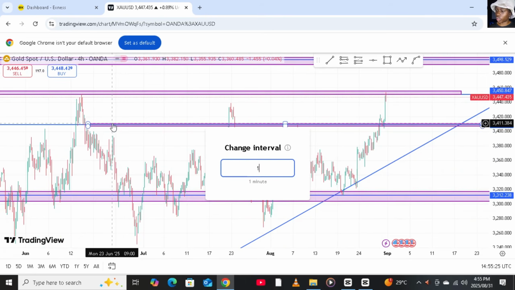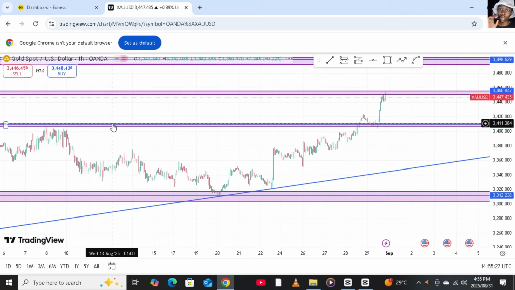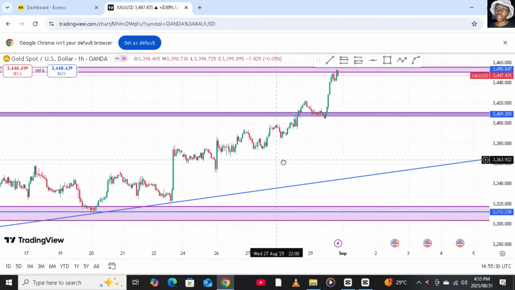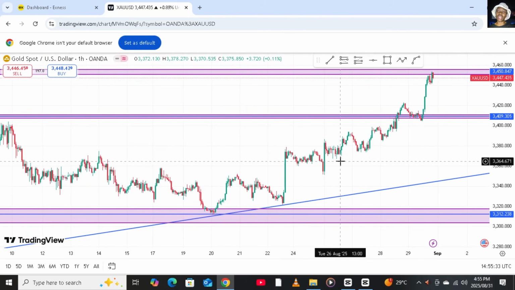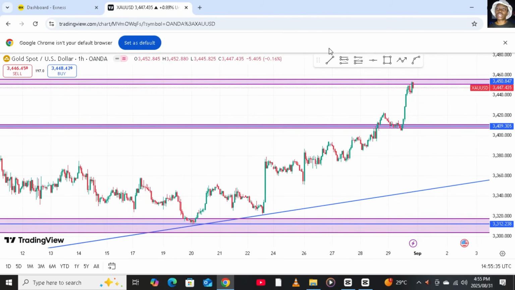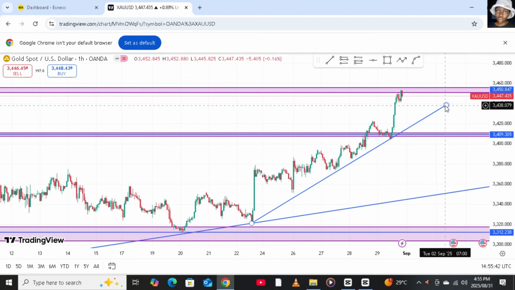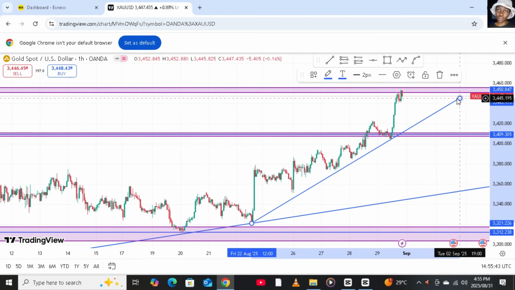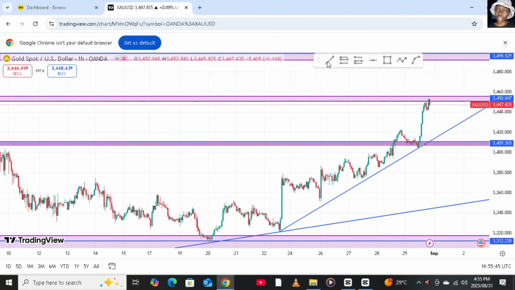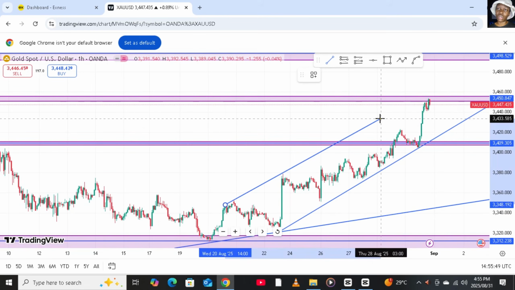So let's move into a 1-hour time frame so that we can see what we are dealing with. Now, guys, we can actually draw a trend line from this low right here. Boom, just like this, guys. From this low right here. The trend line is actually helping us to see where the market is going before it goes to another place.